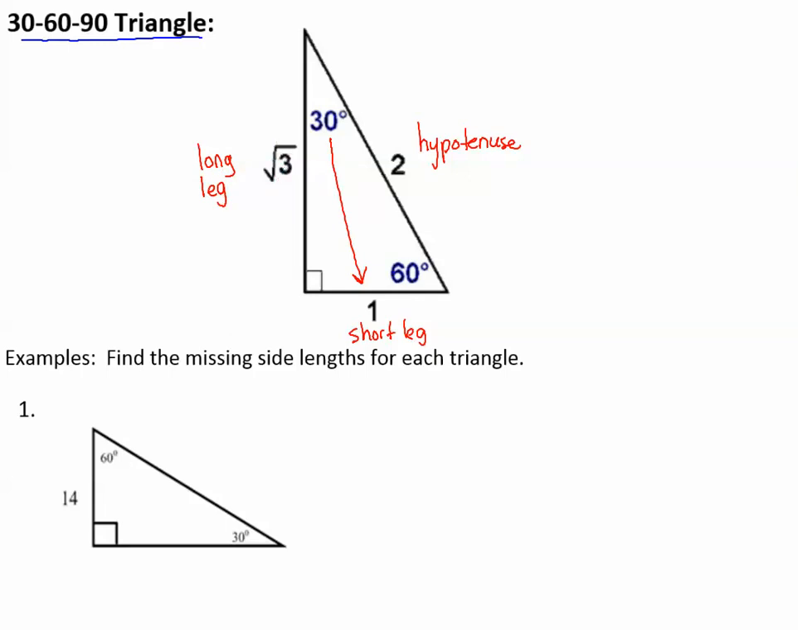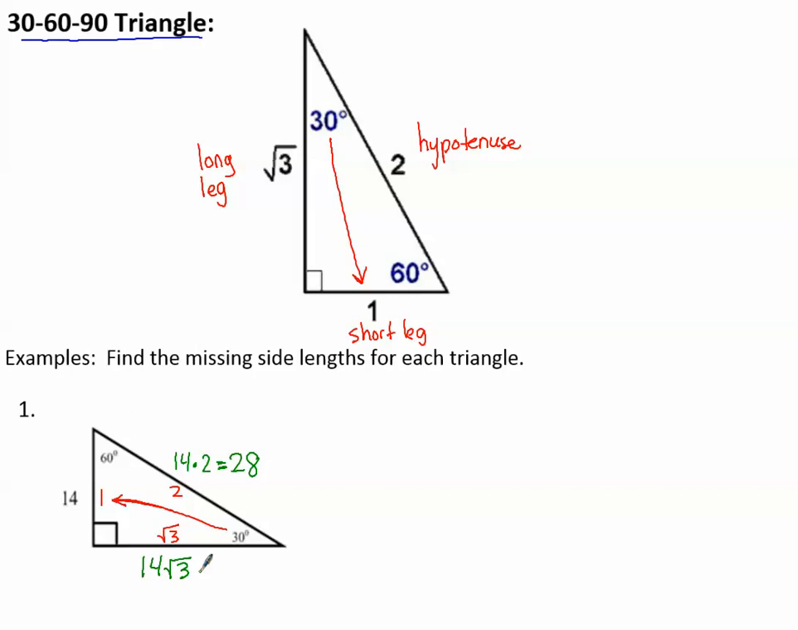So for example, if we remember, like we did in the 45, 45, 90 triangle, looking across the triangle from the 30 degrees, this is 1, the hypotenuse is 2, and the long leg, square root of 3, we can find the missing sides quite easily. From the short leg, we multiply by 2 to get to the hypotenuse. 14 times 2 is 28. To get from the short leg to the long leg, we multiply by square root of 3. 14 times square root of 3. And that's it. We're done.